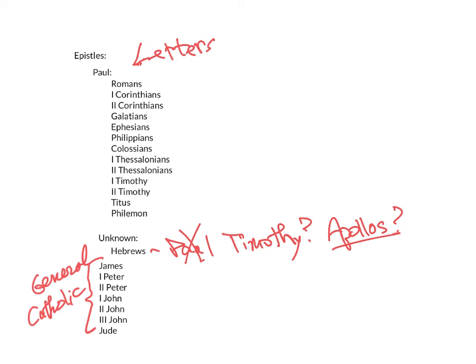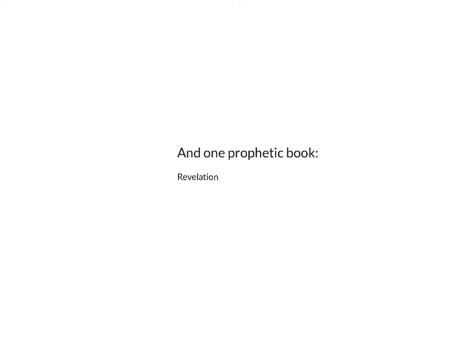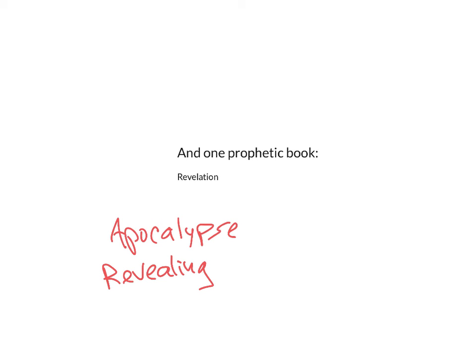Anyway, Jude is a short, interesting little book. Won't say any more about it here. Then we have one book that stands in a category all by itself in the New Testament, and that is, of course, the book of Revelation. The actual title of the book is the Apocalypse. And be careful here, because apocalypse doesn't mean what most people mean when they use the word apocalypse or apocalyptic. It literally means revealing, which is why the book is sometimes called the book of Revelation. It can also mean unveiling or showing.